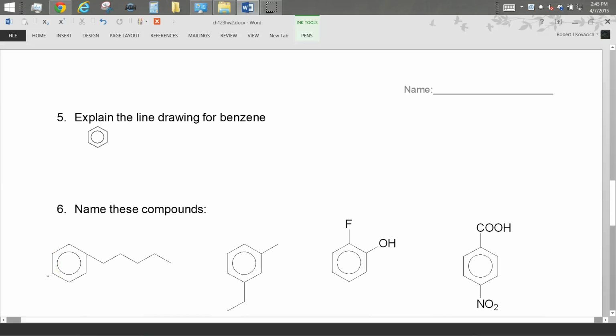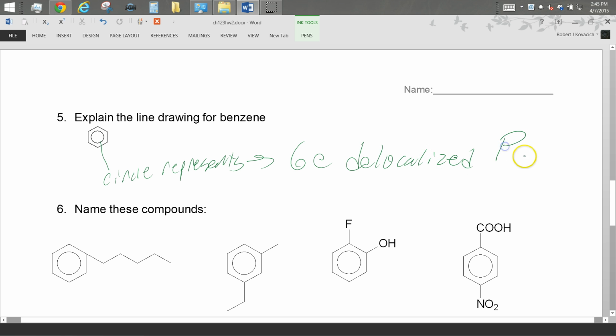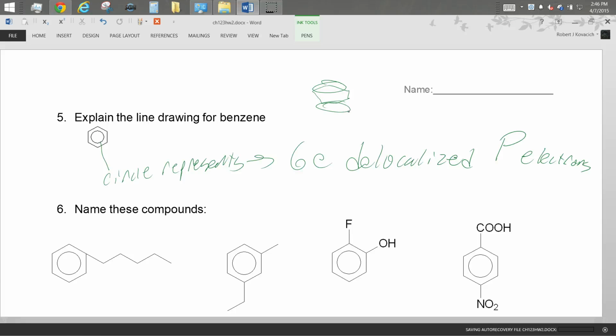All right, so what's up with this line drawing? What is this demonstrating? That circle is representing the 6 electrons that are all p electrons that are delocalized. So what this looks like is I've got my 6 carbons, and then above and below, the little donut-y shape where the 6 electrons are allowed to travel around in that circle above and below. And that benzene ring is a flat structure.